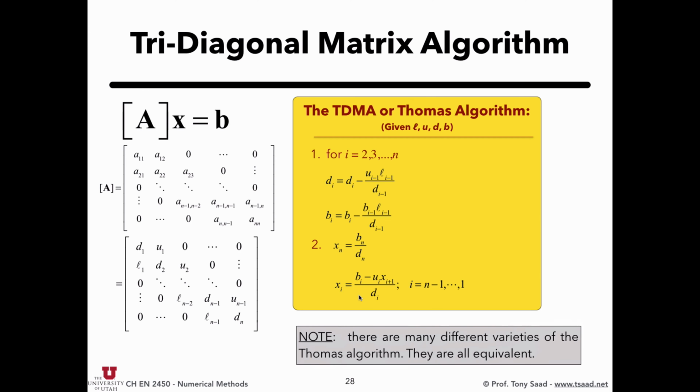And then we go through all the x's starting from the end again. So we start at x_n, then we go from n minus 1 down to 1, and x_i is given as b_i minus u_i x_(i+1) over d_i. So for example, x4 would be equal to b4, again the most recent value computed here, minus u4 times x5, which we just computed, over d4. Now you will find many different flavors of this algorithm. They are essentially all equivalent.